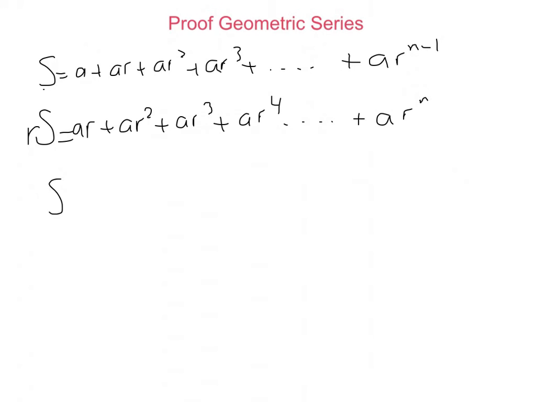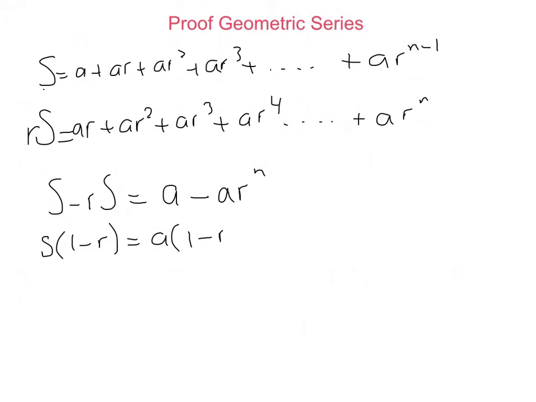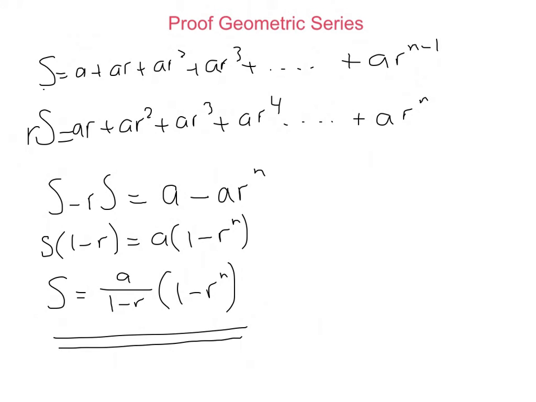Then you would do S minus RS equals, and you would be able to go straight to this, A minus AR to the n. Then what we do now is pull out the common factor on the left and pull out the common factor on the right, and then we simply divide under. A over 1 minus R to the n. And that is your proof of the geometric series sum formula, sum of the first n terms.